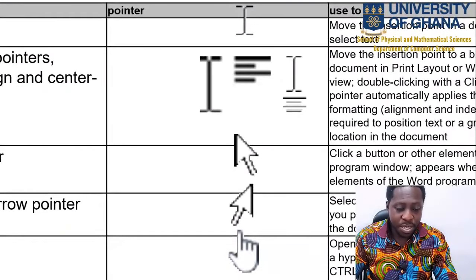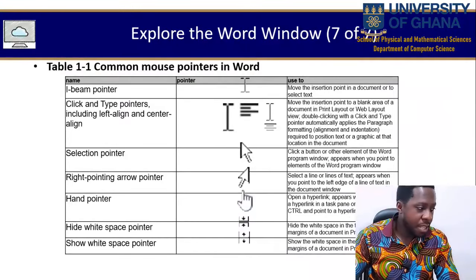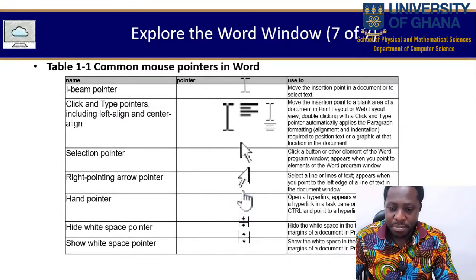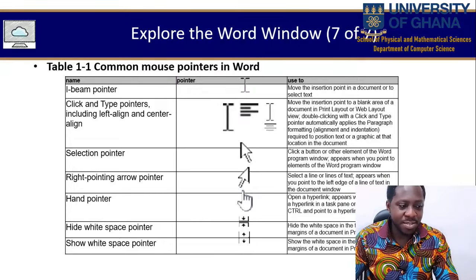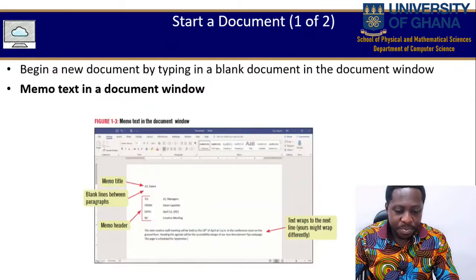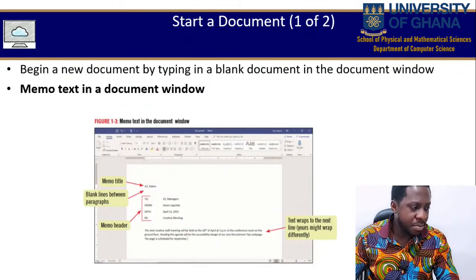There are various features that we can come across. We can talk of the selection pointer. As you can see over there, anytime you see it that way, you have the ability to select any item or object on the window. You have the right pointing arrow, which implies that you want to select a line or lines of text, and I'll be performing some of these things for you to see. We have the hand pointer, look out for it, and then we have the hide white space pointer, and then the show white space pointer. So it's really quite simple.